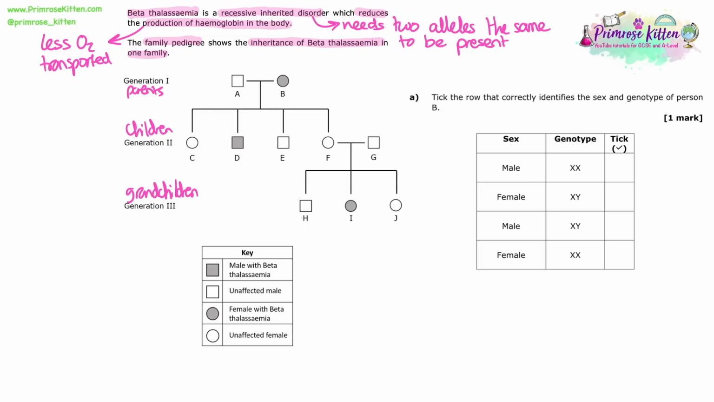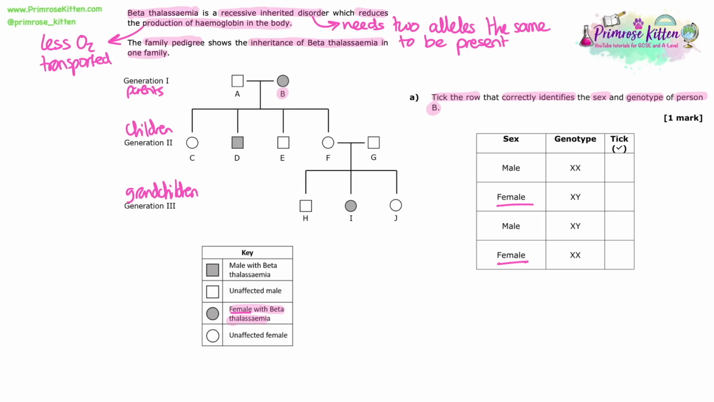So we've got the parents in the first generation, then we've got their children and their grandchildren in the third generation. Tick the row that correctly identifies the sex and genotype of person B. So we need to go and find person B on the family tree. So they are a filled in circle, which means from the key they are a female with beta thalassemia.